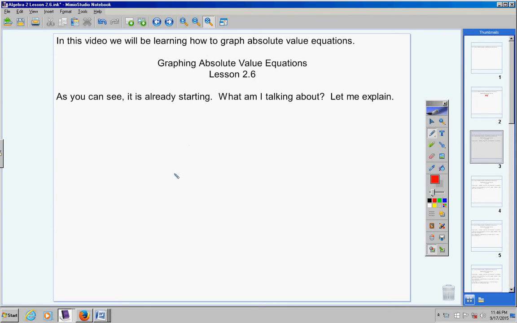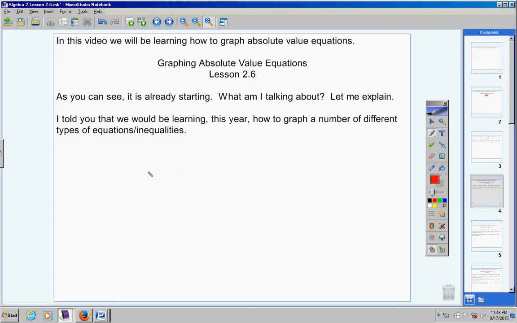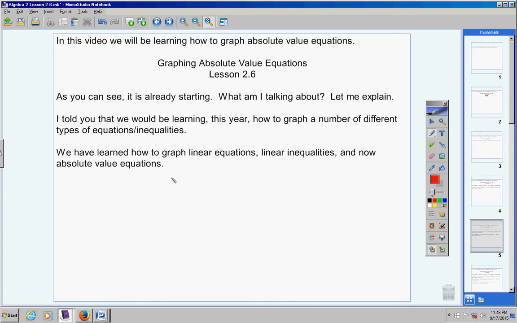As you can see, students, it is already starting. What am I talking about? Let me explain. I have told you that we're going to be learning this year how to graph a number of different types of equations or inequalities. We've learned how to graph linear equations, linear inequalities, compound inequalities, disjunctions, conjunctions, and now we're learning how to graph absolute value equations, okay?